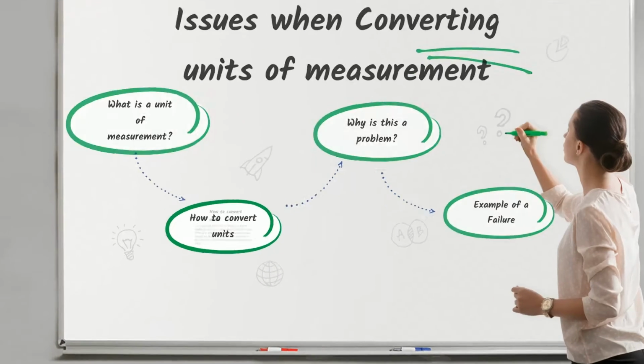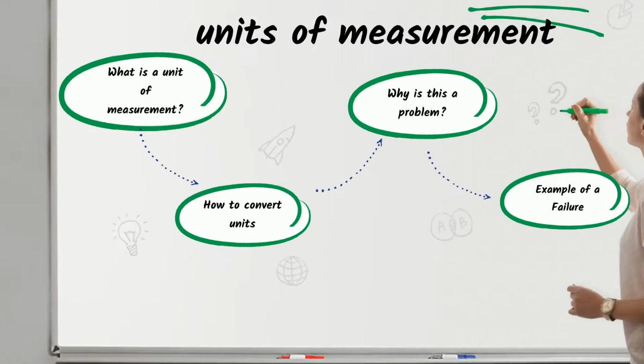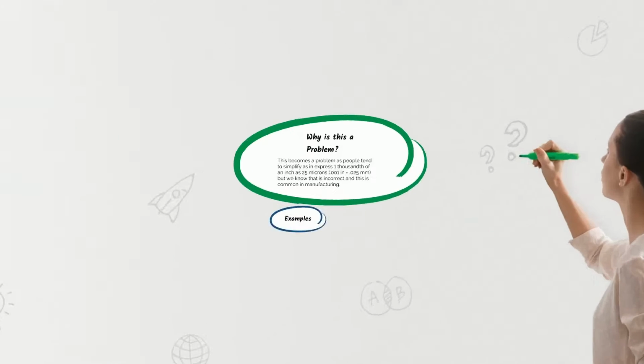So, how do we convert the units? Converting from SAE to metric, or from metric to SAE, is actually pretty simple. 1 inch will equal 25.4 millimeters, so to convert from SAE to metric, we would multiply by 25.4. On the inverse, to go from metric to SAE, we would divide by 25.4. Seems pretty simple, right? But now we're going to go into why this is a problem.